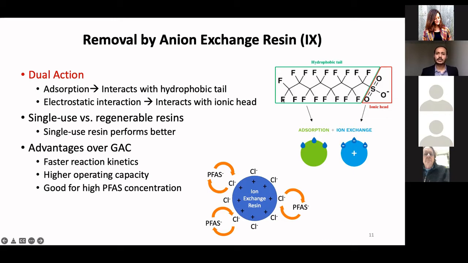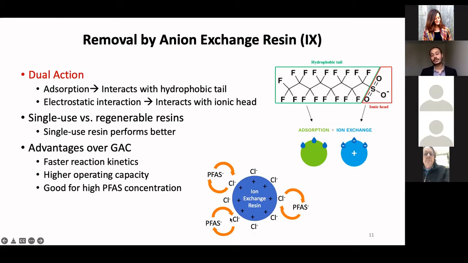As an example, to differentiate these two mechanisms, let's look at the example of the PFOS molecule. The long carbon-fluorine tail provides the hydrophobicity for this compound, and that imparts hydrophobic interaction with the ion exchange resin, whereas the charged functional group, in this case a sulfonic acid with a negative charge, can interact with the positive charges on the ion exchange resin material.